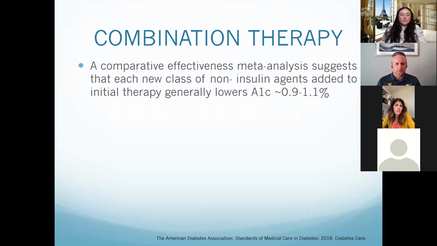So combination therapy, effectiveness meta-analysis suggests that each new class of non-insulin agents added to initial therapy in general lowers your A1C about 1%. It's variable per patient. This was out of the ADA. Next slide, please.